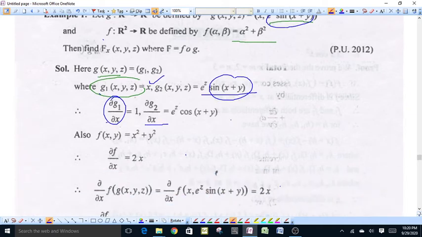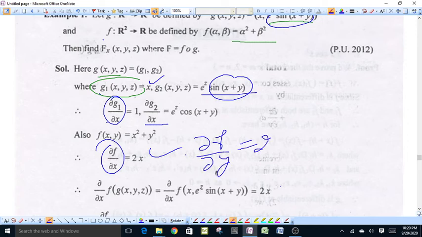Therefore, the partial derivative of f with respect to x is equal to 2x, and the partial derivative of f with respect to y is equal to 2y.